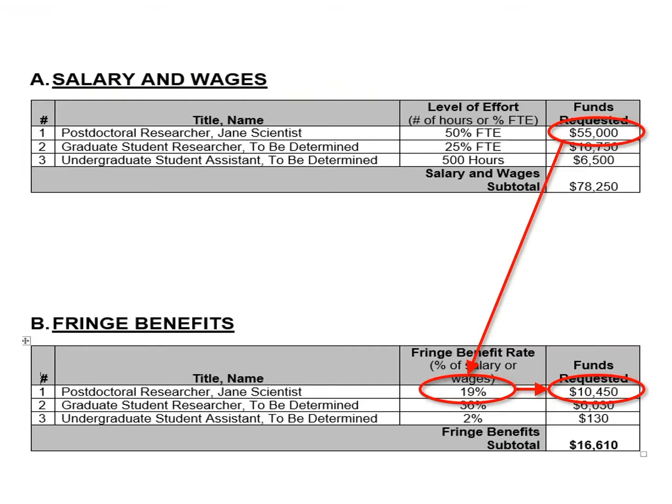Here's an example of an employee that will receive $55,000 in salary for the work on an SCBGP project, as noted in the salary and wages category, and has a fringe benefit rate of 19%. 19% of $55,000 is $10,450, which is entered under funds requested. The same calculation should be performed for each employee listed.